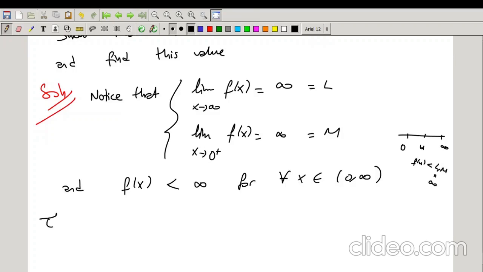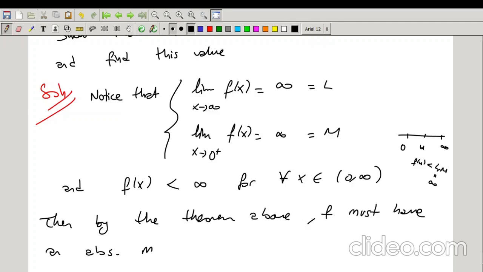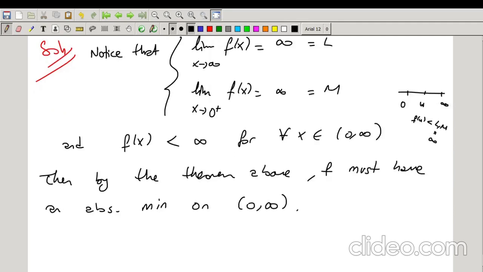So then by the theorem above, f must have, or does have, an absolute minimum on the interval 0 to infinity. Why minimum? Because it cannot be a maximum, because we already have infinity. It is approaching infinity at the endpoints, so you cannot have a maximum. You can have a minimum if it exists, and in this case the existence is guaranteed, since we have a polynomial.